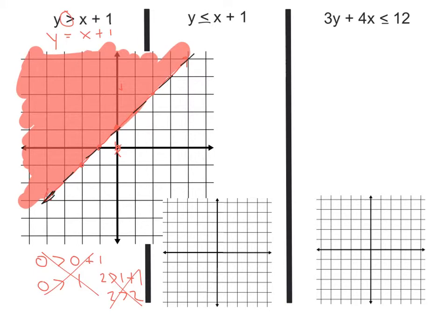Okay? So the dotted line shows that all the solutions are everything up to this line, but not on the line itself. Okay? So that's how we graph. And a couple things I want to point out.